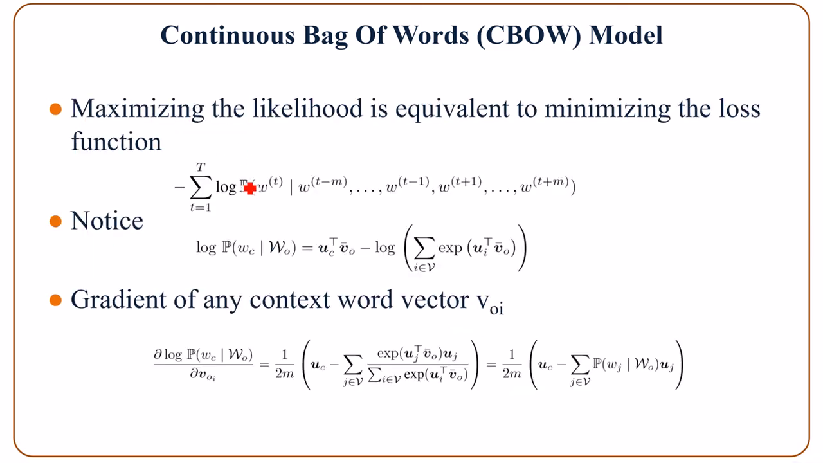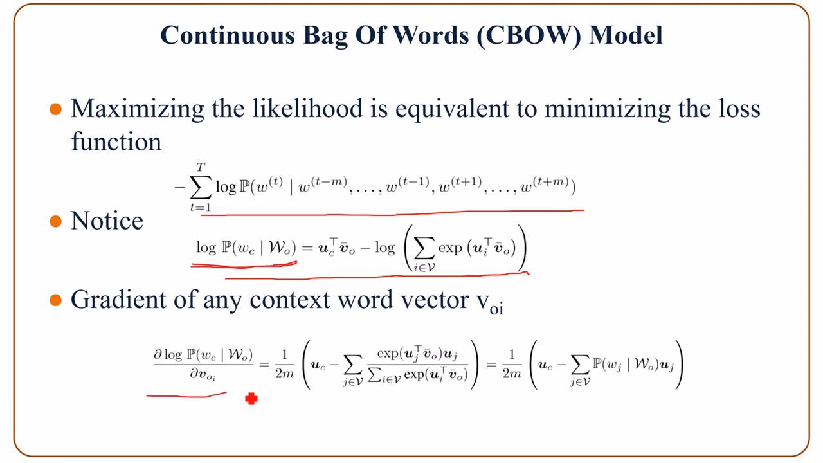Now taking the log, we have this, and notice that this is what we get from the softmax function. What is the derivative of this? We need the derivative of this for the update rule in the gradient descent algorithm. So taking the derivative based on the left and the right side, what you get is this, and then eventually this.